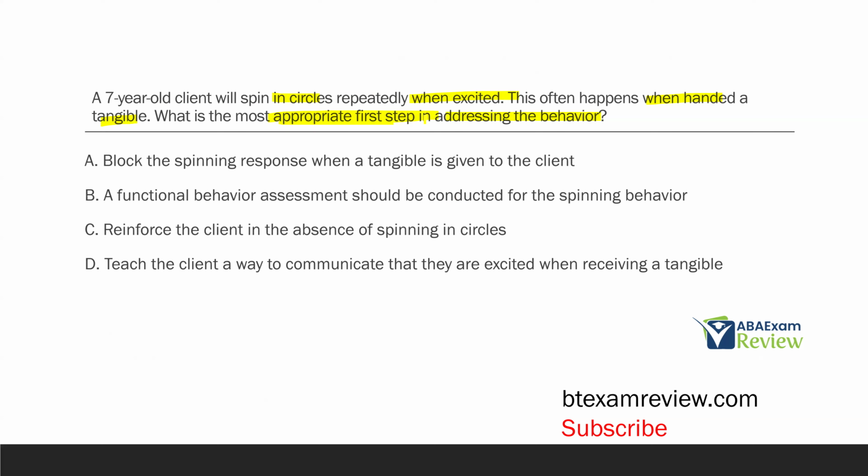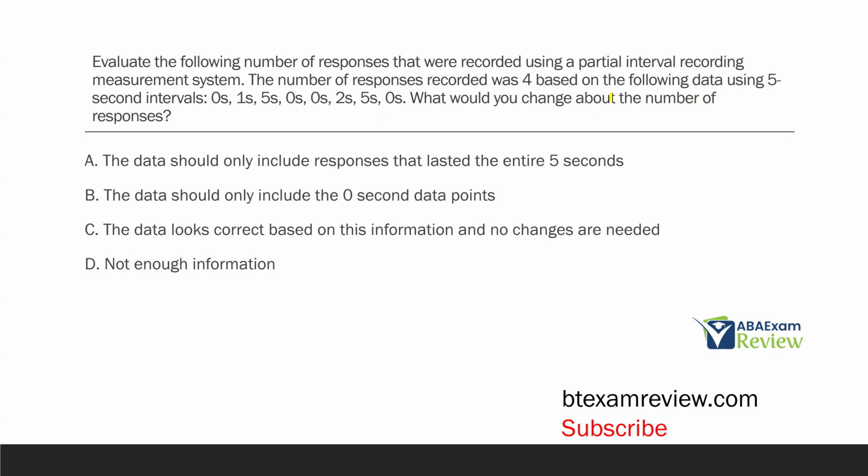A functional behavior assessment should be the first step when addressing behaviors. C, reinforce the client in the absence of spinning in circles. Again, we're not there yet. We don't know enough about the behavior. And then D, teach the client a way to communicate that they are excited when receiving a tangible. Potentially, but we need to first identify, why is the behavior for sure happening? Is it even an issue? Does it need to be addressed? And how should we address it? So before we can do anything by reinforcing or functional communication or response blocking, we should conduct a functional behavior assessment, and that goes for all behaviors. All behaviors before being addressed should receive a functional behavior assessment.